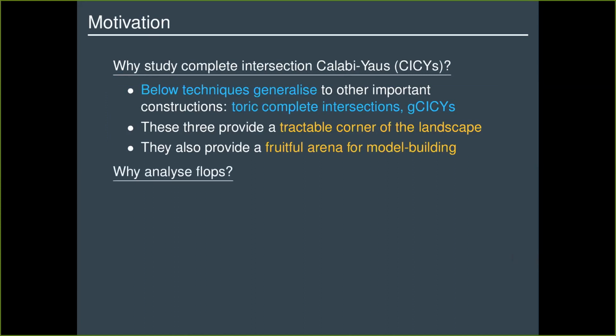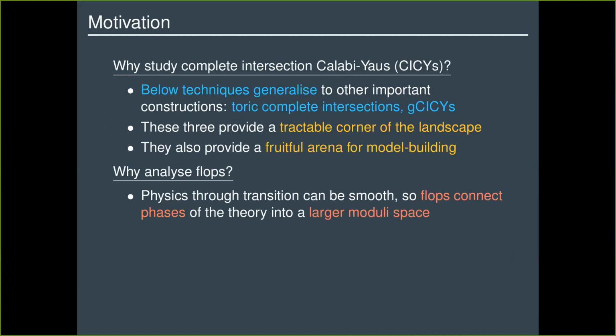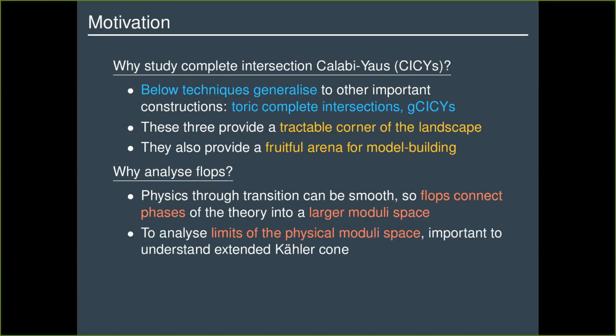And why flops in particular? Well, the physics through a transition like a flop can often be smooth, so flops can connect phases of the theory into a larger moduli space. So you understand a web of theories if you understand the web of the moduli space that your theory can move into.